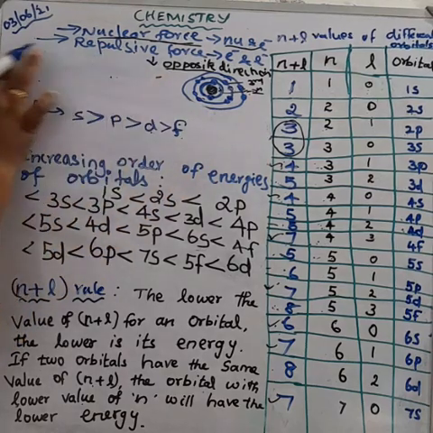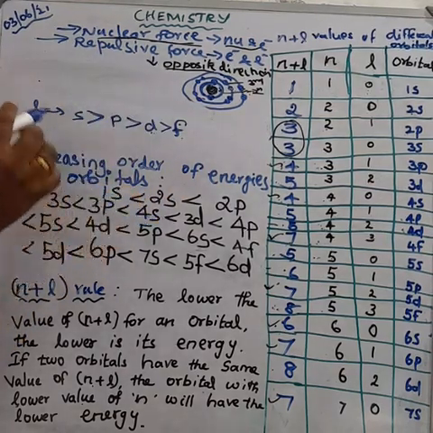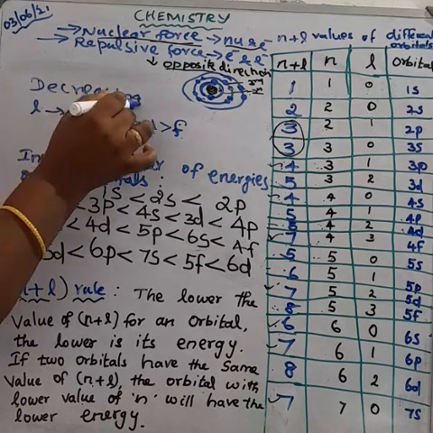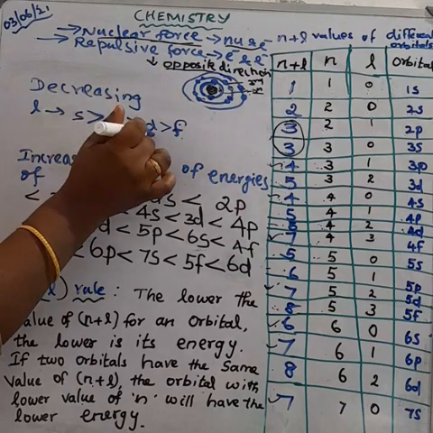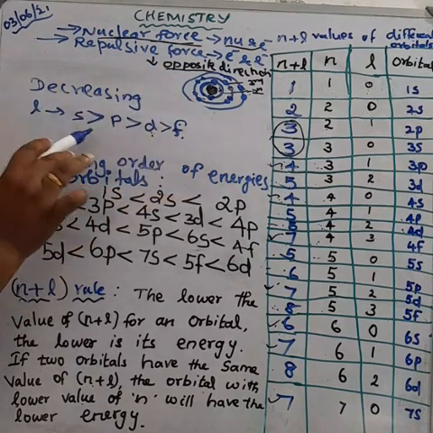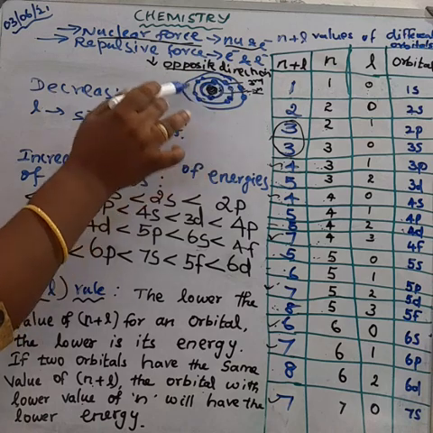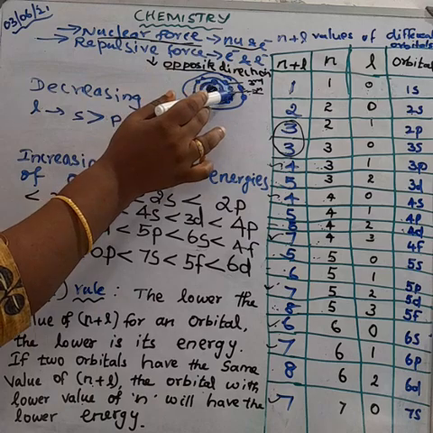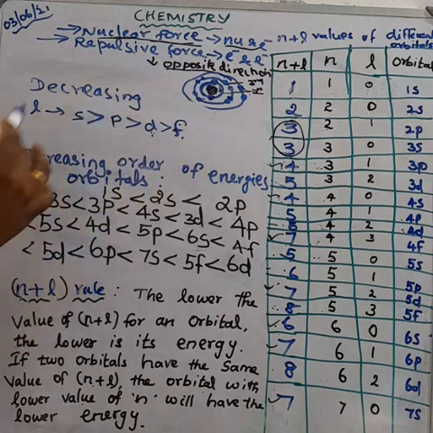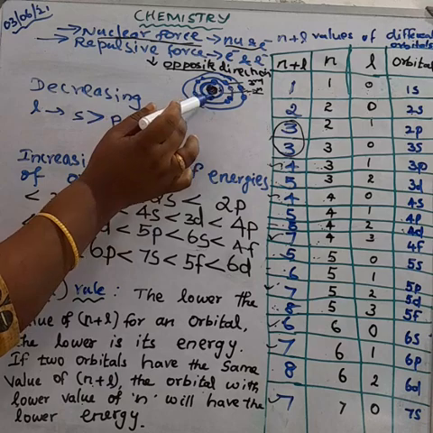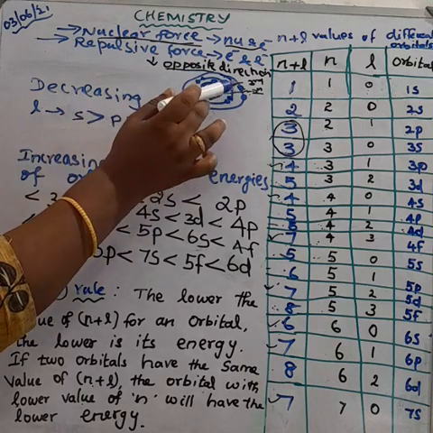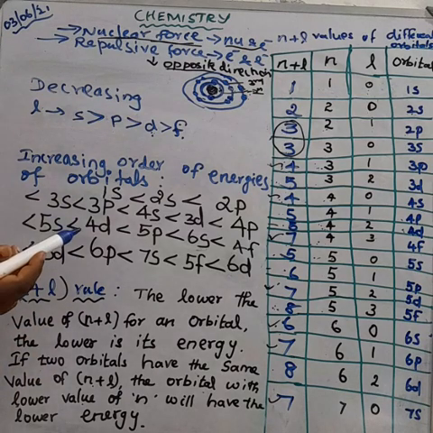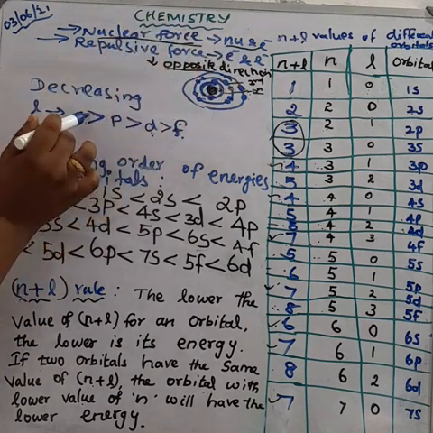Okay, so the nuclear force, the nucleus, the positive charge, attracts the s subshell and p subshell and d subshell and f subshell also. But there is a repulsive force also, an opposite force. Repulsive force also exists between the d and f subshells. So the nuclear force is very low for the f orbital and d orbital also. Okay, so the s orbital is very close to the nucleus, so it feels very high nuclear charge.